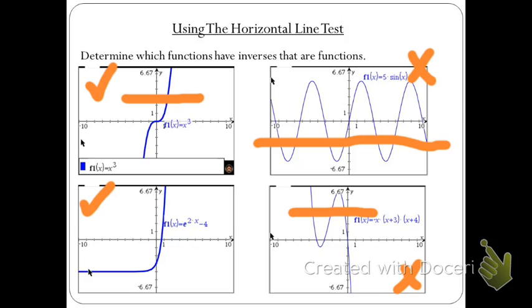You ought to, at this point, have a good understanding of the relationship of a function's graph compared with the graph of its inverse, namely that they are reflections along y equals x, and you ought to know that you can determine whether an inverse of a function is itself a function by using the horizontal line test. Good work again. I'll see you in class.